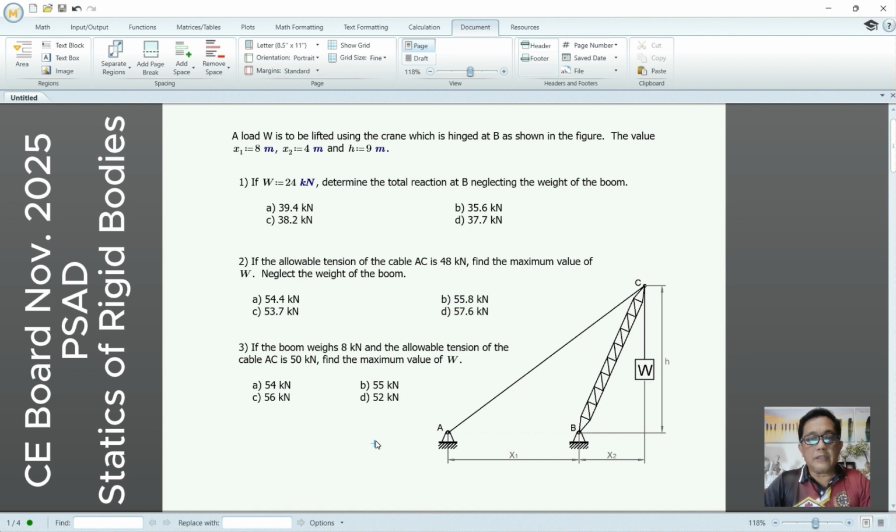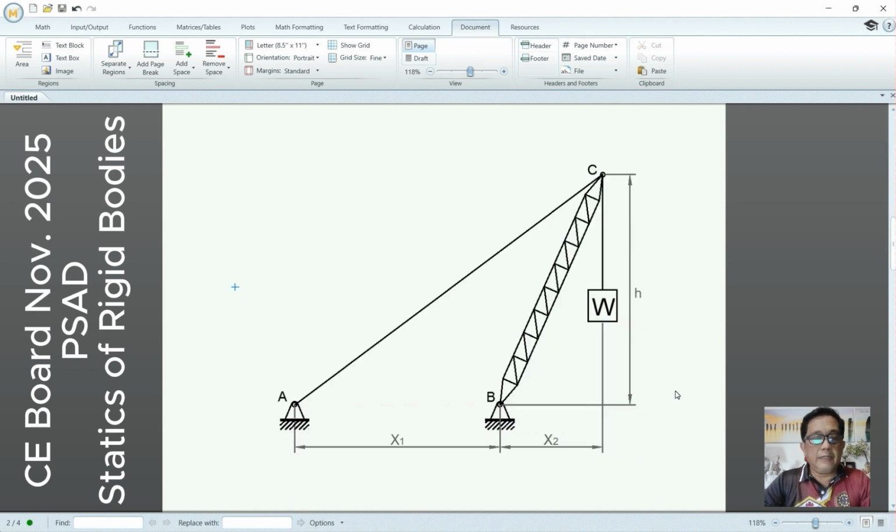Let's start with the total reaction at B. So here's the figure again. For number 1, you need to find the total reaction at B, not just the vertical and horizontal components of the reaction, but the total reaction. And first, let's look at the entire figure here. You will see that the boom BC is an actually loaded member. And in this case, it will be in compression, like this.